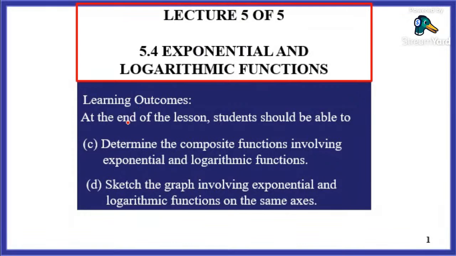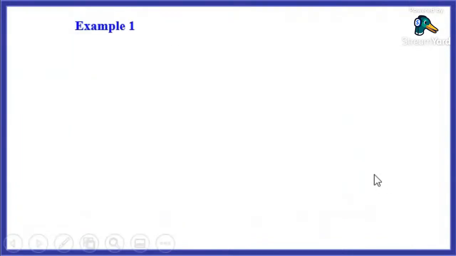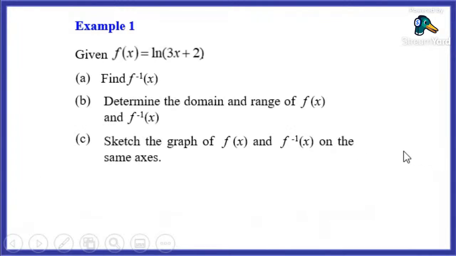So the learning outcome at the end of the lesson, students should be able to determine the composite function involving exponential and logarithmic functions, and then sketch graph involving exponential and logarithmic function on the same axis. Tadi sebenarnya kita dah buat dah contoh. Okay, yang ni sebenarnya kita nak sambung je lah. So contoh terus lah kat sini.